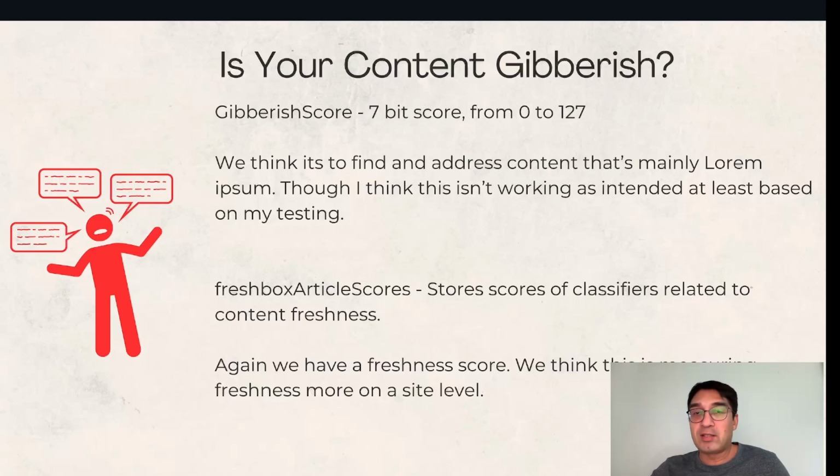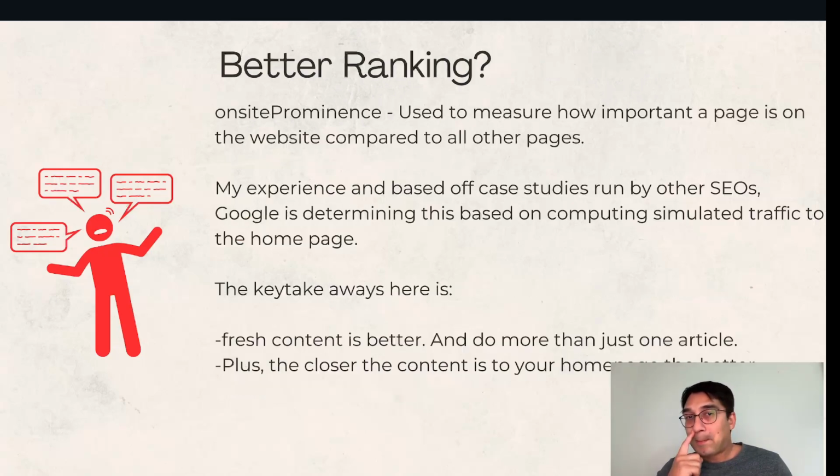The other one is the fresh box article scores, and this mainly stores scores from the classifiers. And this usually means that it's storing the scores of all the content on your site. So this is looking at a site-wide freshness score. So think of it as this being your site-wide freshness score. I'll go into this a little later. Again, this is not the first time we're seeing a freshness score. We've seen the freshness score in other parts of the algorithm, which means that freshness is a very important ranking factor, and you need to make sure that your content is fresh.